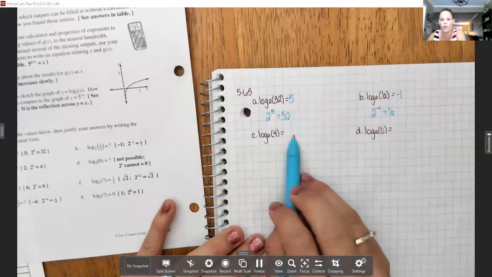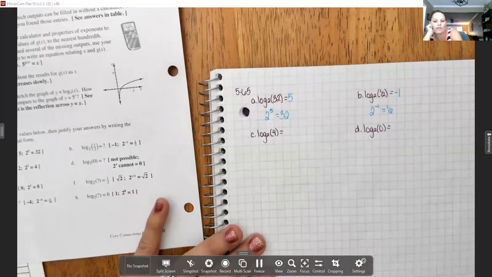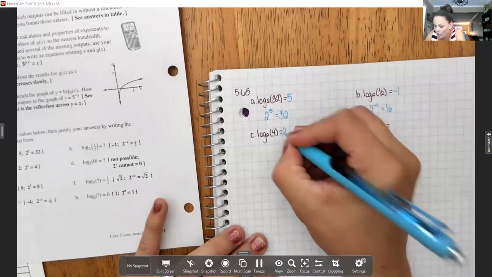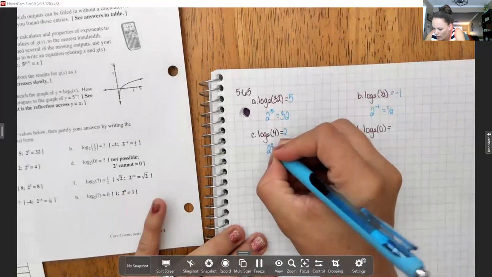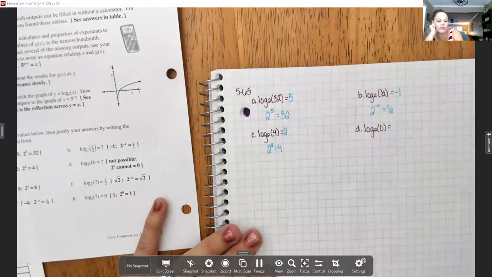Log base 2 of 4 is equal to what? What do we have there? Yeah, a few of you said it. It's just 2 because 2 squared is equal to 4. What about D? D's a little bit trickier.